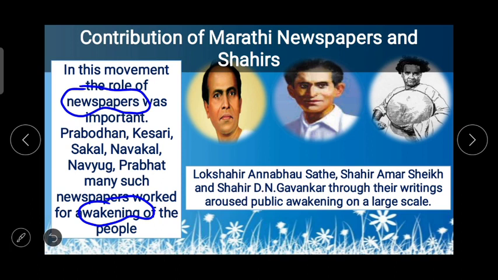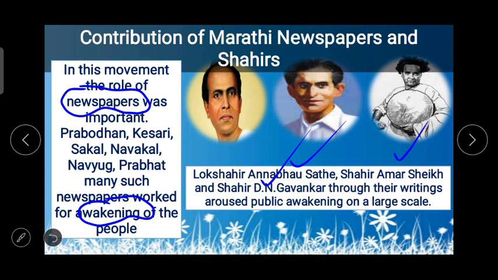Acharya Atre started the Maratha newspaper, which played an important role in the Samyukta Maharashtra movement. Then Balasaheb Thackeray took up the pen name Mavla and drew caricatures to make the movement comprehensive. At that time, caricatures again played a very important role in pointing out the exact thing. So not only this, but the Lok Shahir Anna Bhau Sathe, Shahir Amar Sheikh and Shahir D.N. Gavankar, through their writings, aroused public awakening on a large scale.